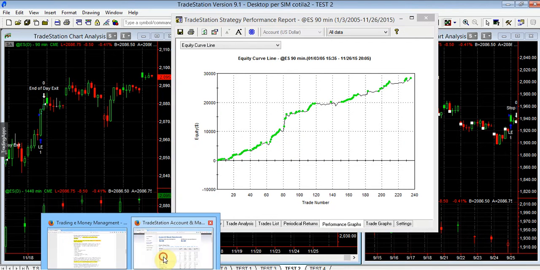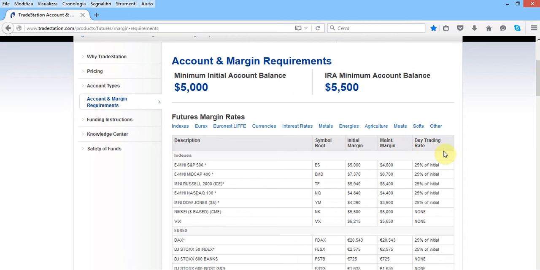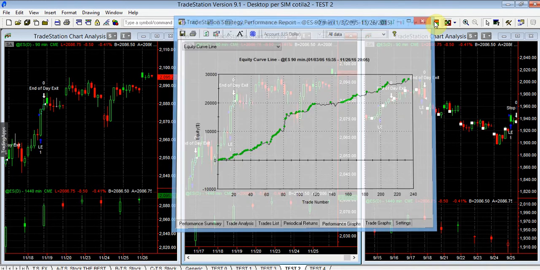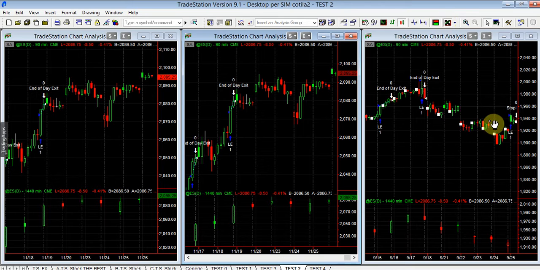But if you operate during this day trading rate, then the margin required can be lower. Then I can think about using even two contracts. So back to our system. It's a system that goes only long with the breakout logic and a certain filter.